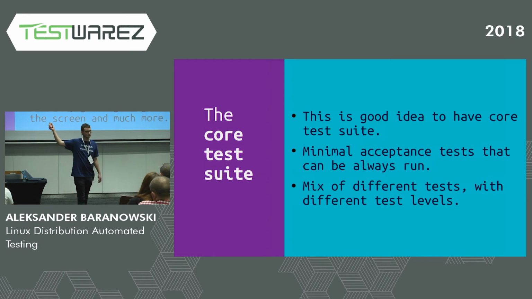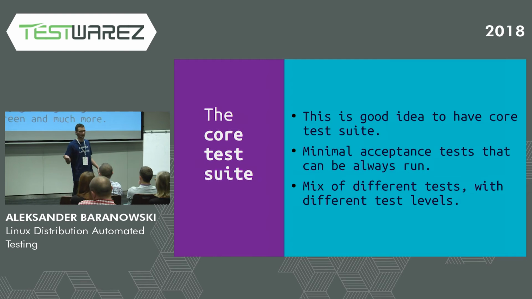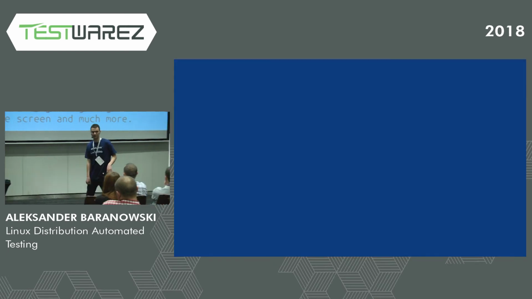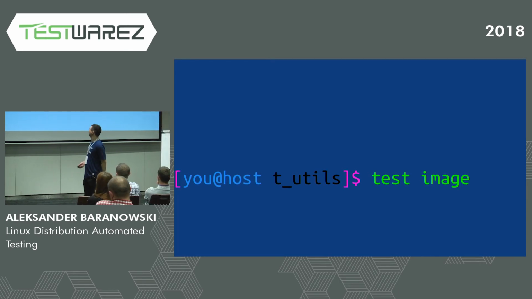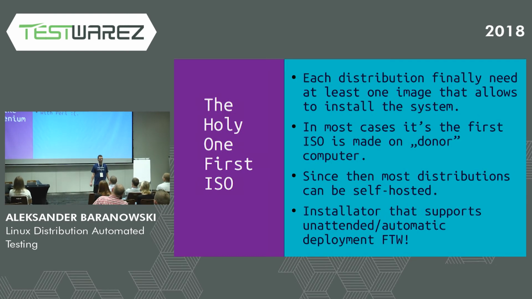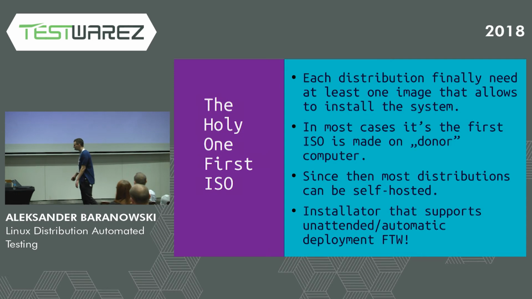It's OpenQA. I want you to go to this website, open.qa, and look at it. It's a project provided by SUSE. It can check the whole life cycle of a Linux distribution. It's like Selenium, to be honest, but for Linux distros. You can use it, and it's nice.